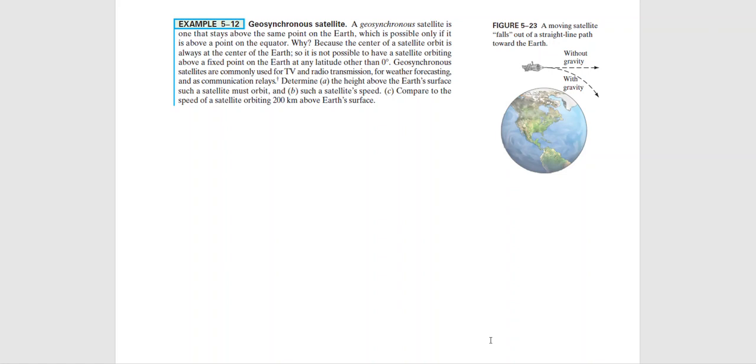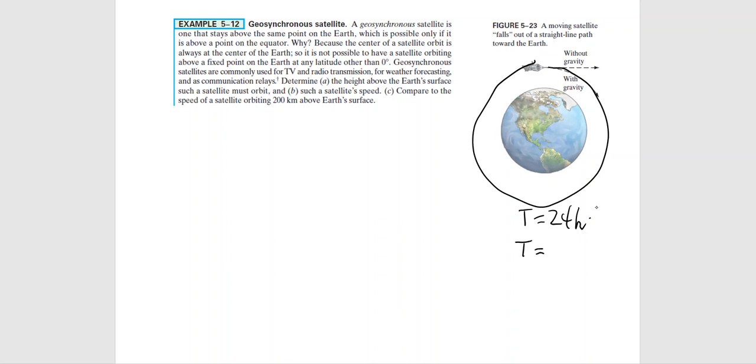So this is Giancoli, Chapter 5, Number 12, Geosynchronous Orbit. Now this is just so cool. I love this. We need a satellite to go around the Earth once every 24 hours. Now, we're going to need it later. Let's figure out what that is.